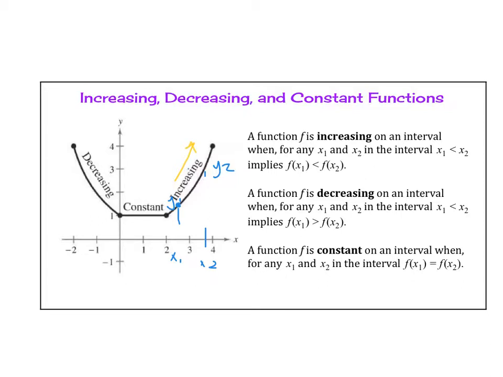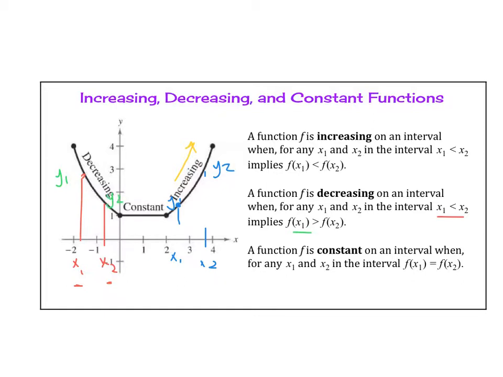A function f is decreasing on an interval when for any x sub 1 and x sub 2 in the interval, when x sub 1 is less than x sub 2, implying that the y value is bigger than that second value. So if you take a look at this example here, this is our x sub 1, and this is our x sub 2, right? This x value is smaller than this x value. That's what this is saying. And if you look at the y values here, notice that the first y value, y sub 1, is larger than the second y value.